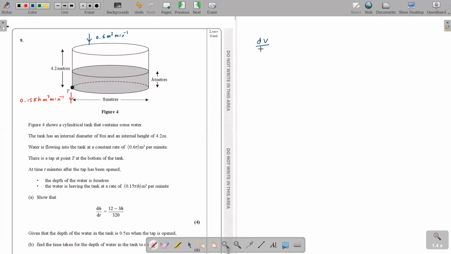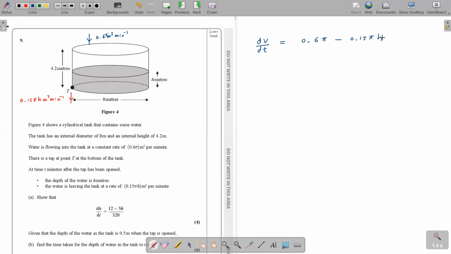So dV by dt is equal to what? Now dV by dt is the rate of change of volume inside the cylinder. So how do we get the rate of change of volume inside the cylinder? You have an in rate and there's an out rate. 0.6 pi is the rate of coming into the tank, minus 0.15 pi h is the rate of water leaving the tank. So when you subtract the two, you get the rate of change of water inside the tank. This is the dV by dt.